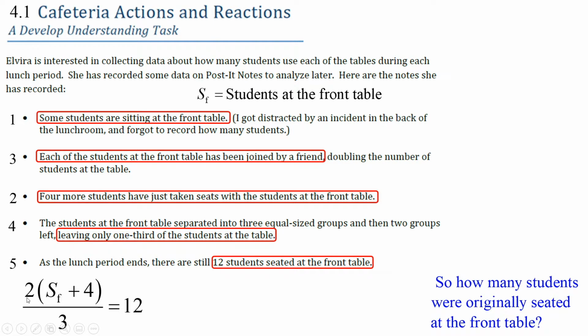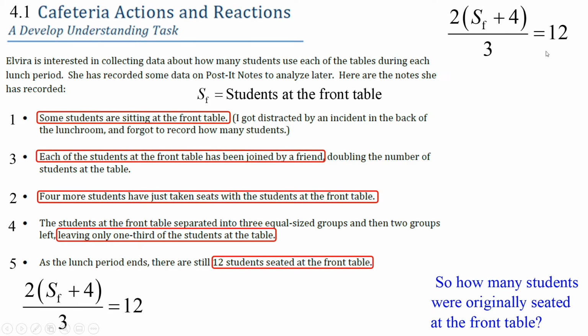So now, if this were the case, I'm wondering, what did we have before? S sub F, was it 16? I think so. Let's see if we still get 16. So let's solve. Now, I want to show you something really important. Do you see how the quantity S sub F plus 4 is being multiplied by 2 and divided by 3?